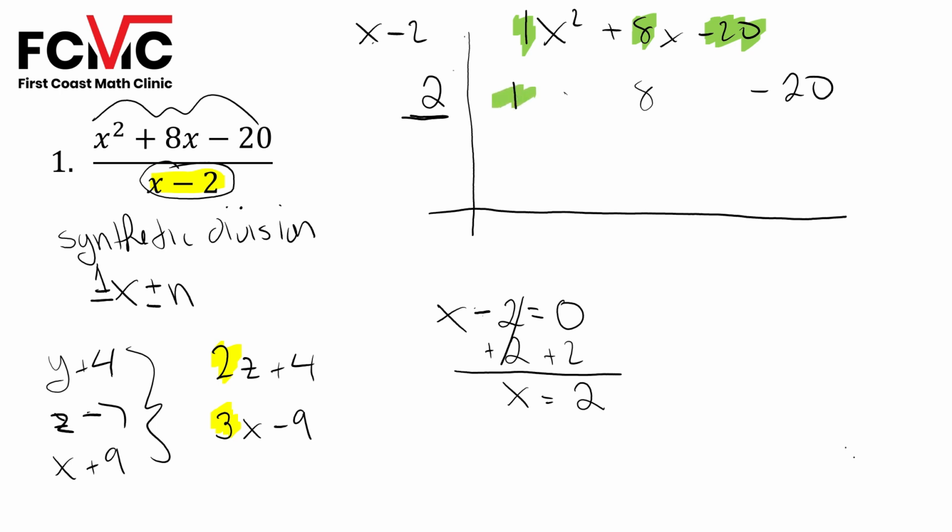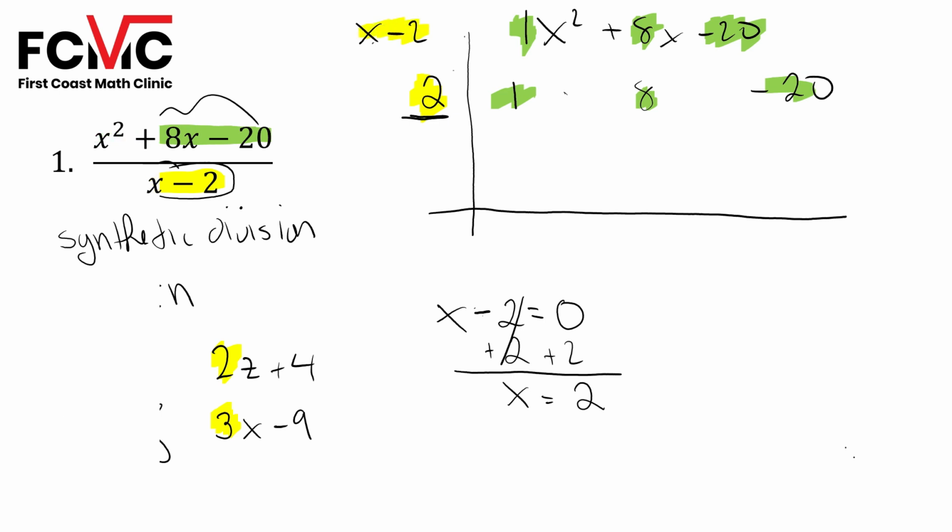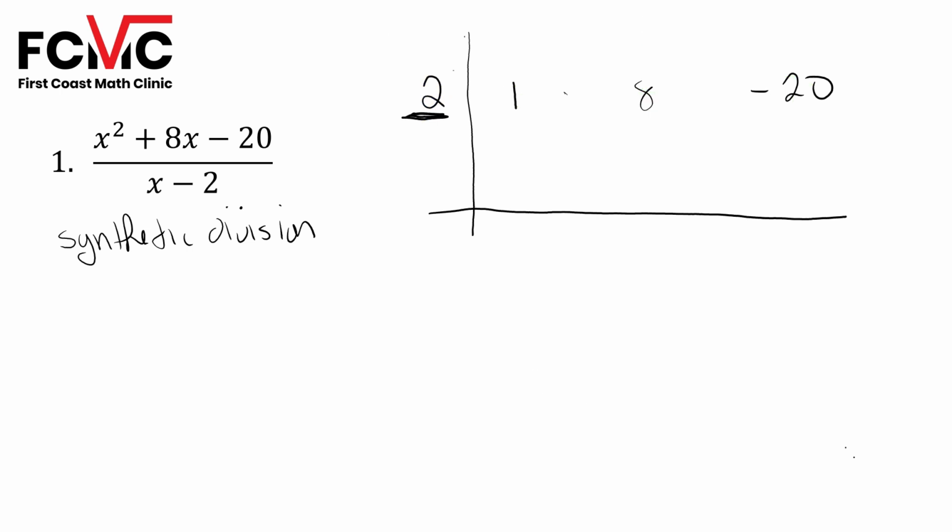So again, we got 1, 8, and minus 20 from our polynomial that we're dividing into. We got the positive 2 from the binomial, the divisor that we're dividing by. Okay, so we've got the 2 on the outside that came from our binomial, and we got the 1, the 8, and the negative 20 that came from our polynomial. Now there's a specific pattern that we have to follow if we're going to do synthetic division with these values. So here's how we're going to do this.